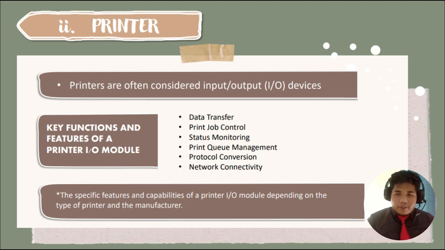Network connectivity. In a network environment, the printer I/O module may include a network interface card to enable printing over a local area network or the internet. That's all. The specific features and capabilities of a printer I/O module depend on the type of printer and the manufacturer, because some printers cannot be connected with network connectivity.